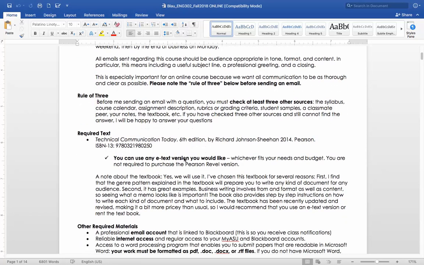So make sure that you note the rule of 3 before sending an email. And the rule of 3 is that you check 3 other sources. So make sure you're checking the syllabus or the course calendar, the assignment prompt, rubrics, grading criteria, student samples, maybe asking someone else in the course, looking in the textbook, making sure that I haven't sent out a Blackboard announcement about it. And if you still can't find an answer after checking 3 of those sources, I'll be happy to answer your question. It just kind of cuts down on the amount of emails going back and forth.